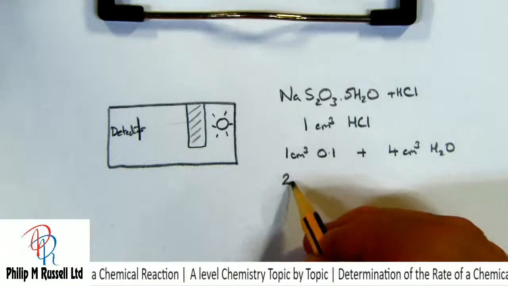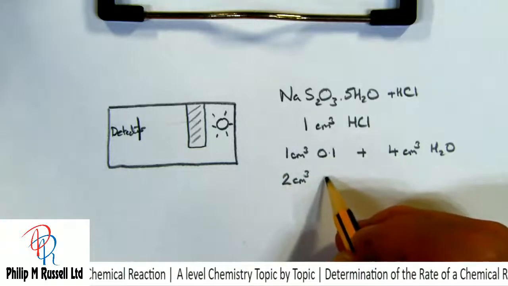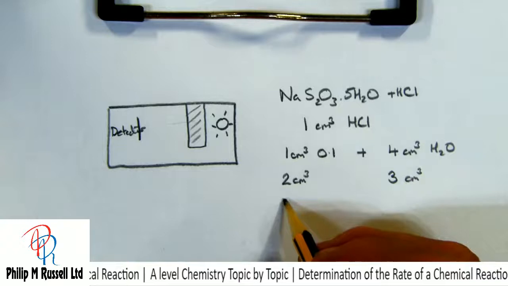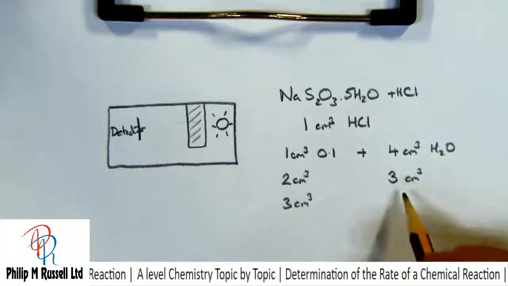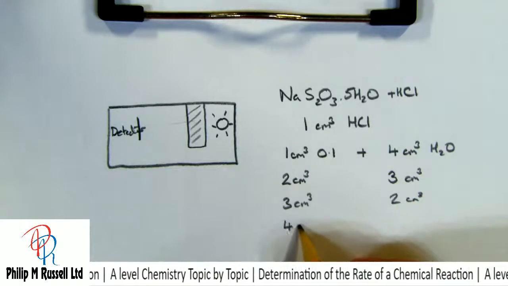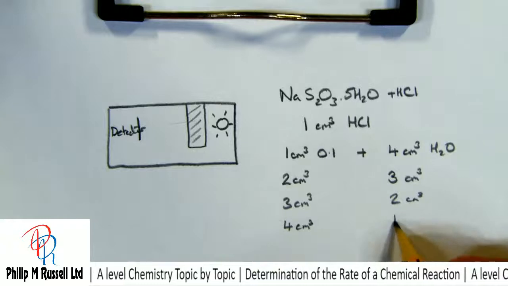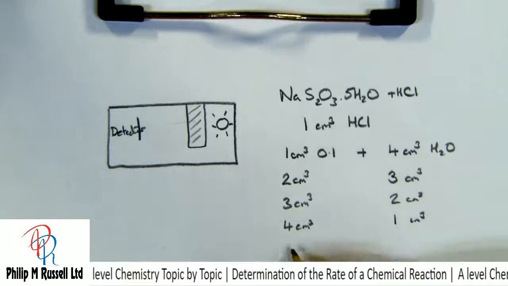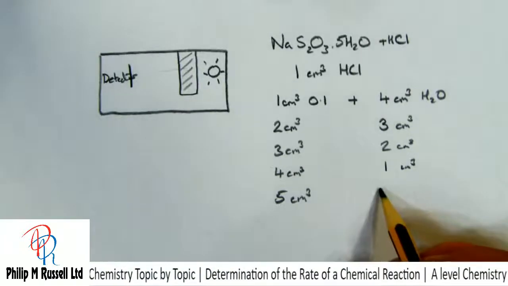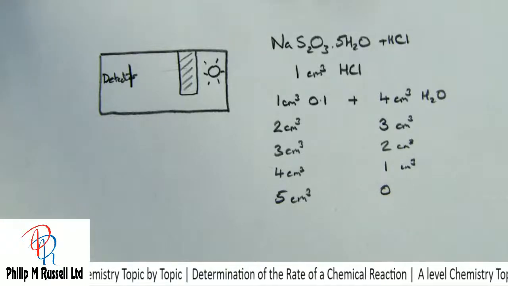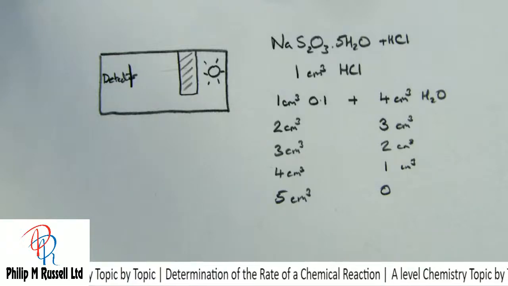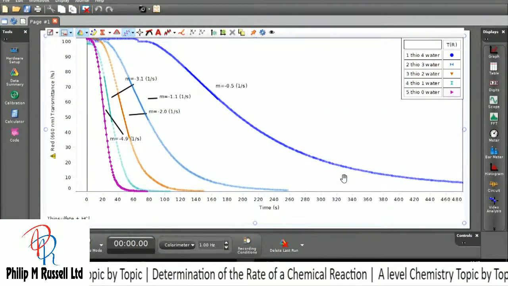I then repeated the experiment, this time with 2 centimetre cubed of the thiosulfate and 3 of water, then 3 of the thiosulfate and 2 of water, 4 centimetre cubed of thiosulfate and 1 of water, and then just with 5 centimetre cubed of thiosulfate and 0 water. And what did I get? Well, I got something which looked remarkably like this set of curves.